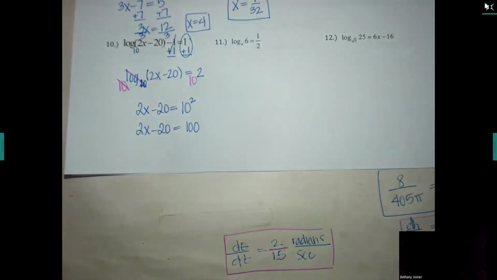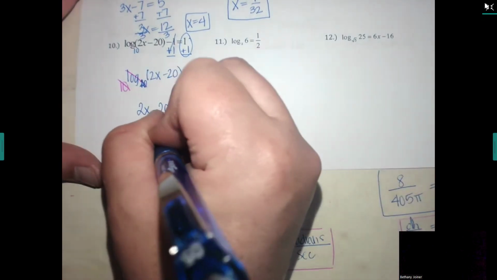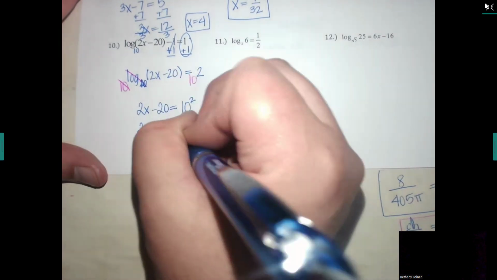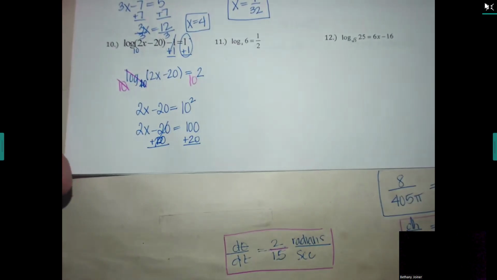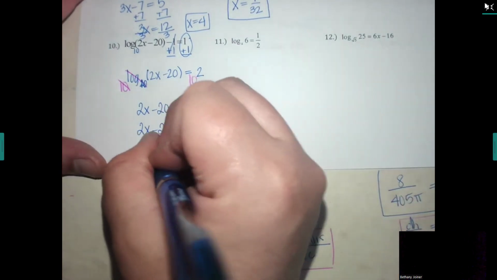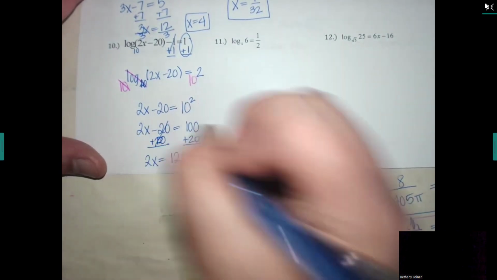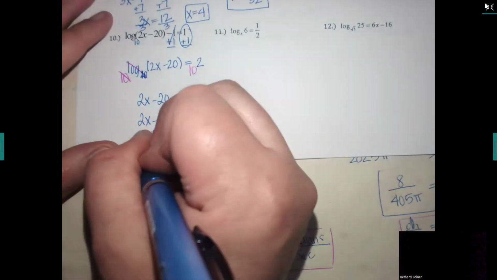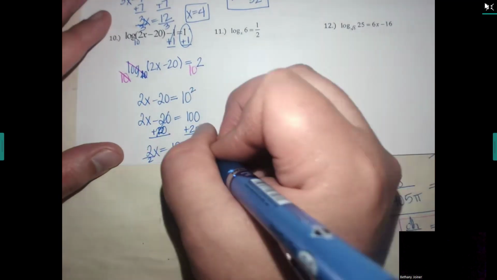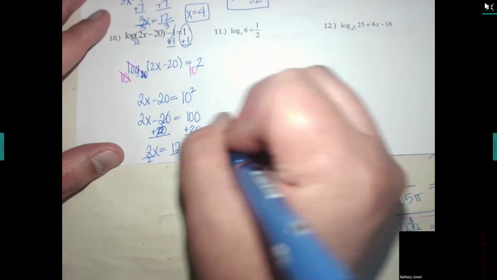And then from there, you would just continue solving. So how do we get rid of the -20? Plus it. 100 plus 20 is 120. And then to get rid of that times 2 in the front, we're going to divide by 2 on both sides. 120 divided by 2 gives me 60.